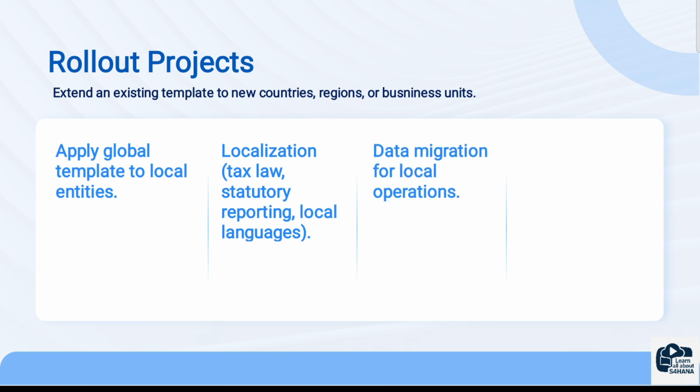Next is the data migration for local operation. This migration is to identify what data is required for the local operation. For example, the local customers, the local vendors they have, local materials, employment data and bank accounts. We have to identify and migrate that data to the local operation.